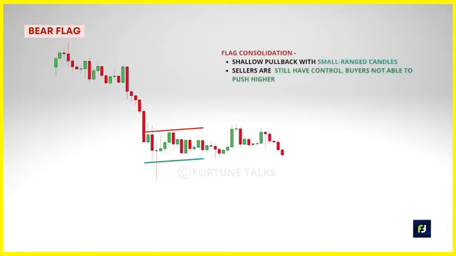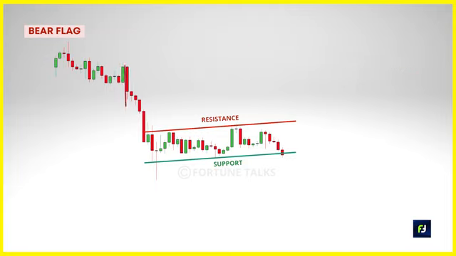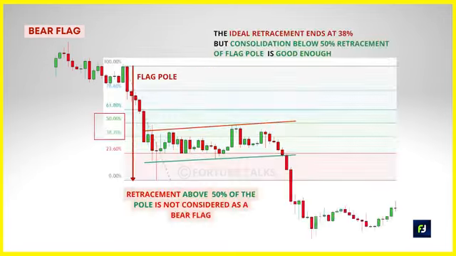Now the pullback should consist of smaller range candles compared to the earlier bearish move, and the tighter the range, the more likely the market will break out lower. Now the strong bearish move represents the pole of the flag, and the price consolidation during the pullback forms the flag of the pattern. The flag retracement should not move beyond 50% of the pole length, or else it is not considered a bear flag pattern.